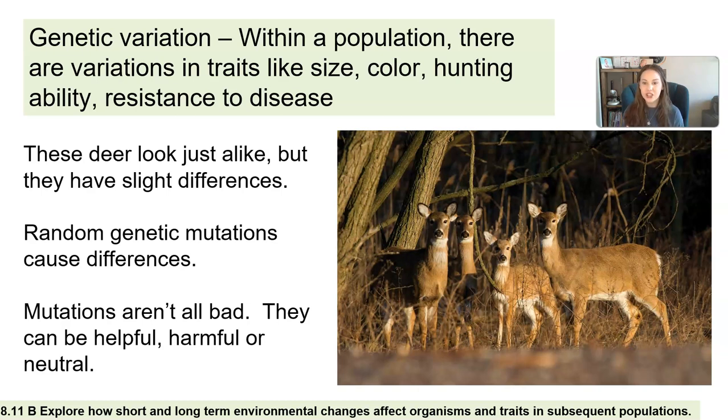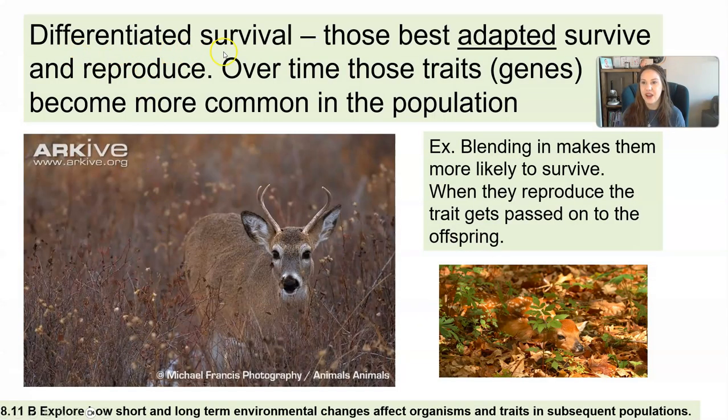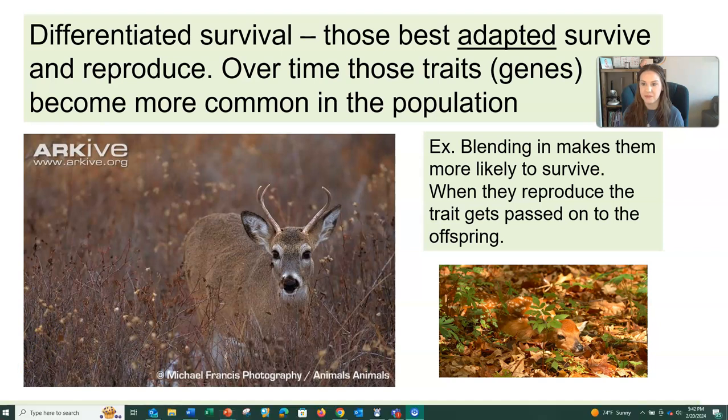So mutations aren't all bad. They can be helpful. They don't have to be harmful. They are natural. Okay, differentiated survival. This is those best adapted to survive and reproduce. So over time, the genetic variation that we see, those traits that are really good, that are really going to help, those genes are going to be passed down to offspring and offspring and offspring, and they're going to become more common in the population.